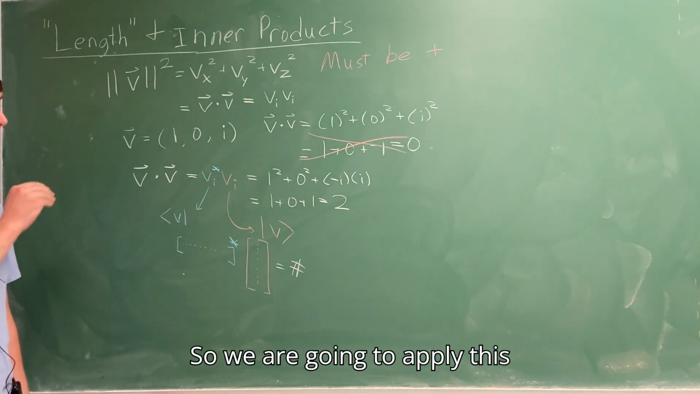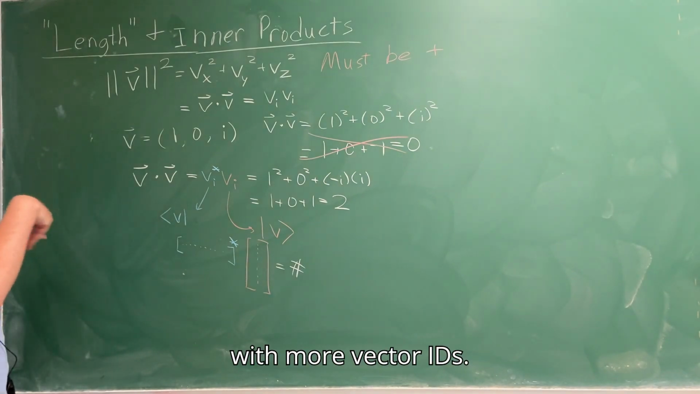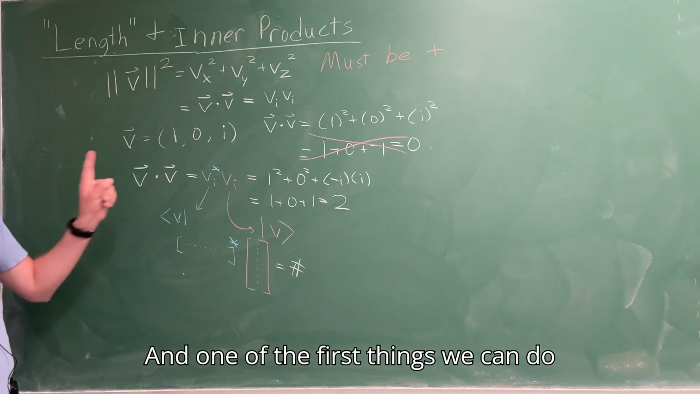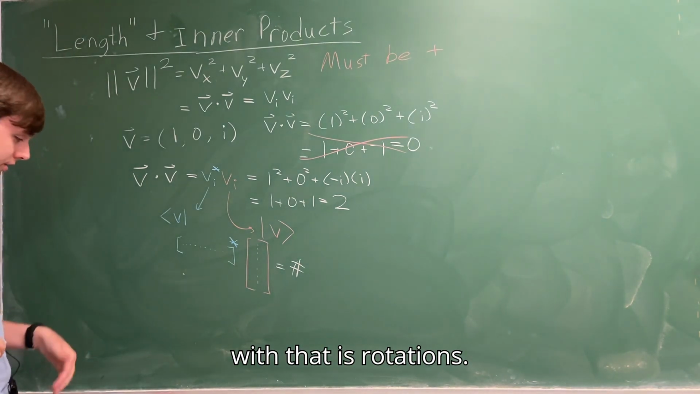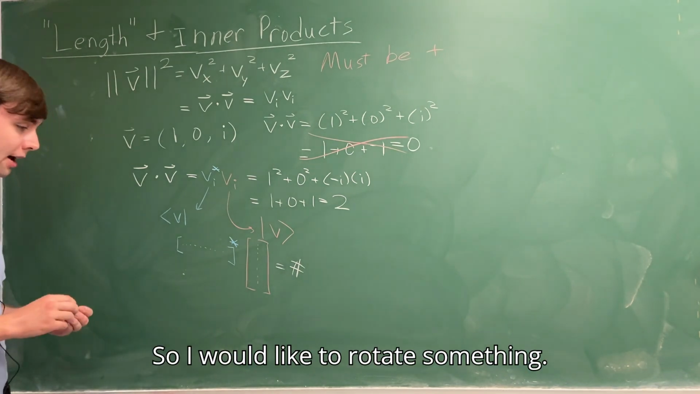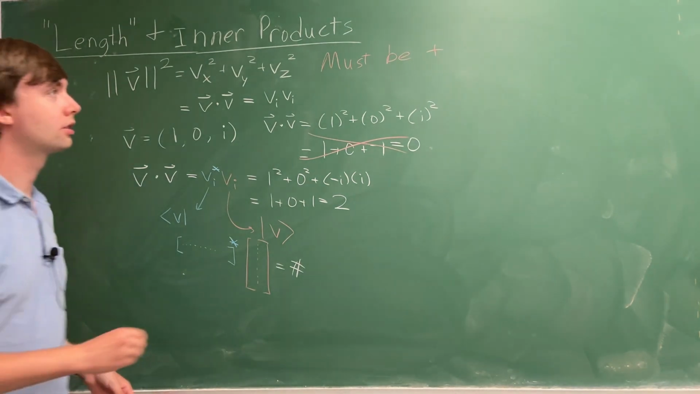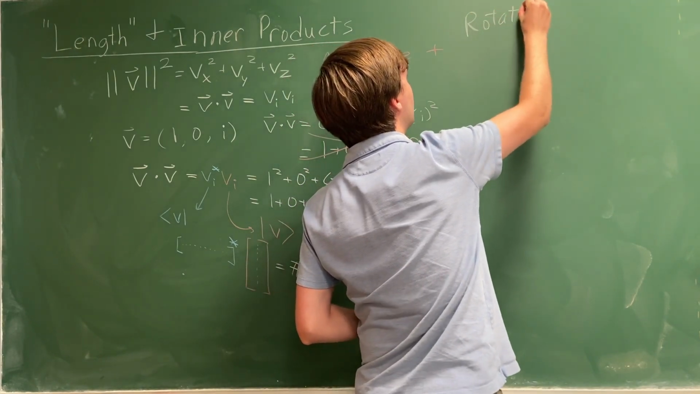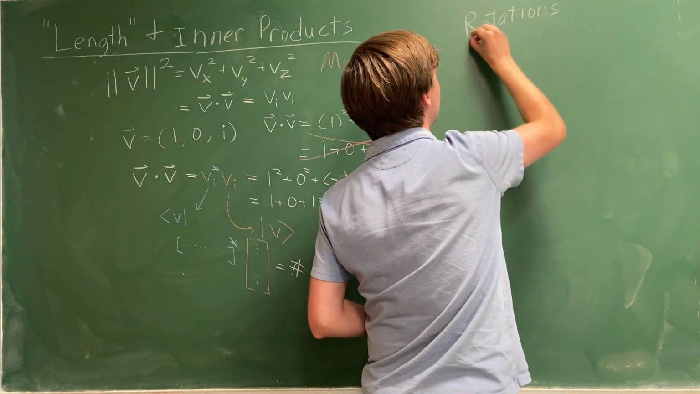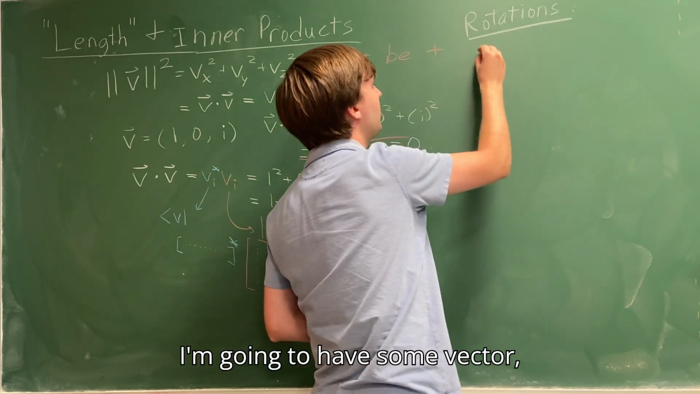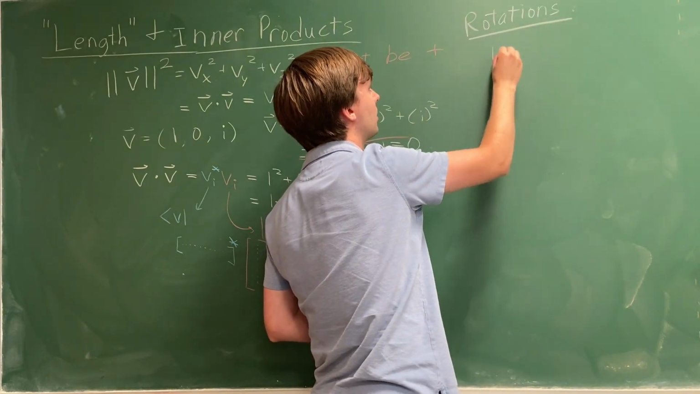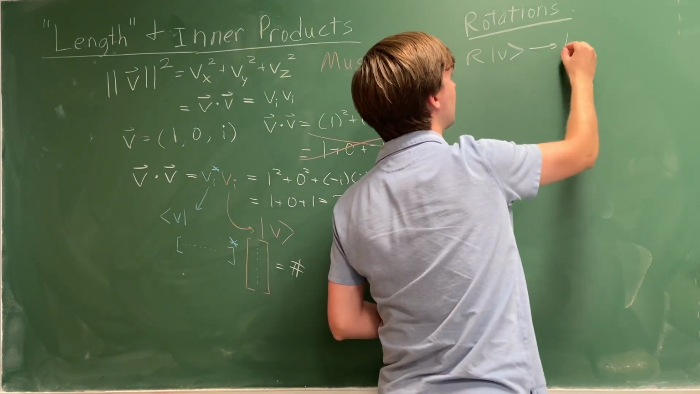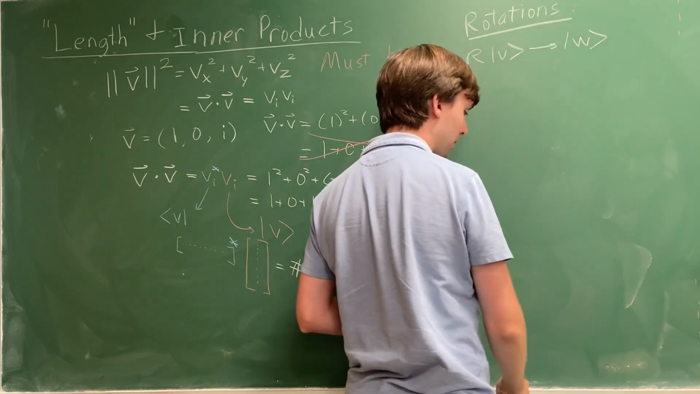So we are going to apply this with more vector ideas. And one of the first things we can do with that is rotations. So I would like to rotate something. I'm going to have some vector v, and I rotate it to a new vector w.